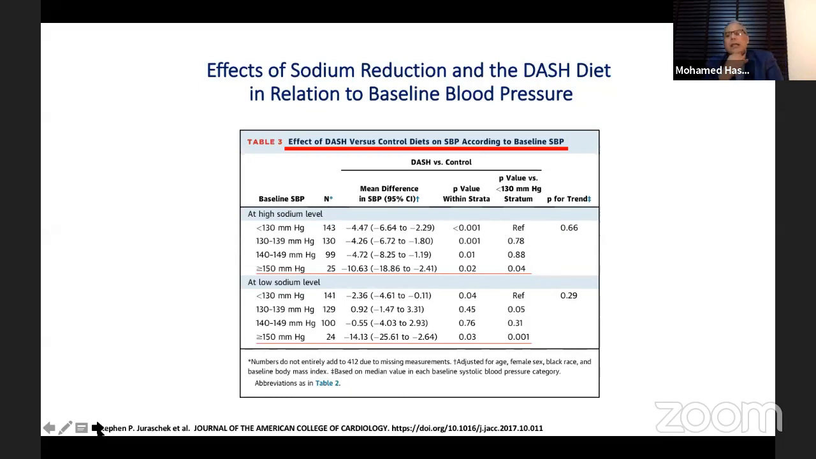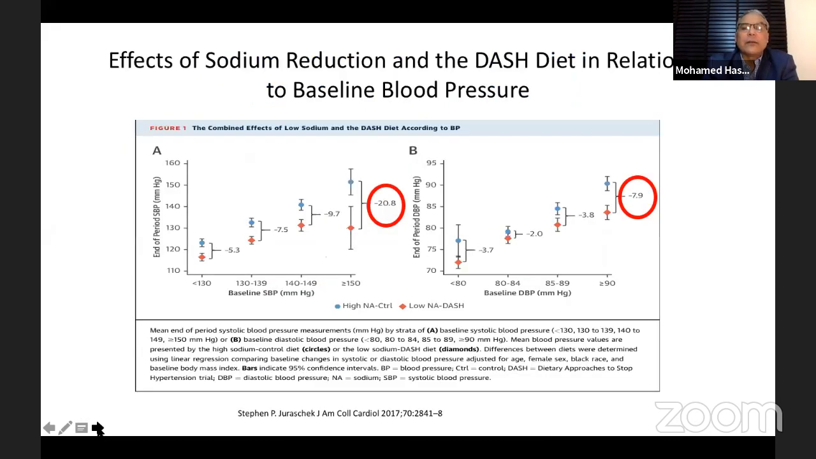So here is the information of the DASH diet versus the control. In people at high sodium level, if they are hypertensive, the reduction in systolic blood pressure is minus 10 millimeters mercury. If they are on low sodium, it's minus 14. So quite an impressive level. And here is the information from the study. In red is the low sodium as well as DASH diet, and in blue is the high sodium control diet.